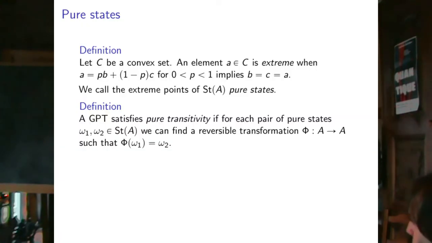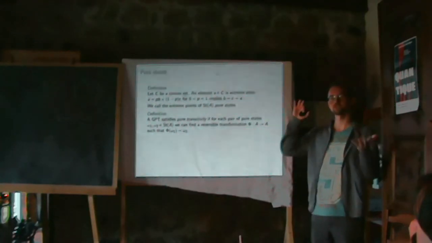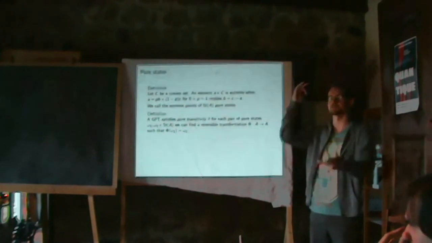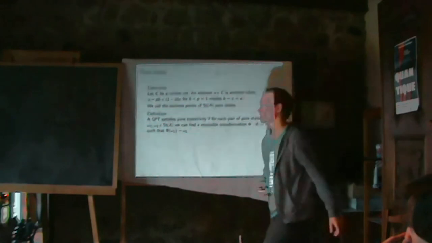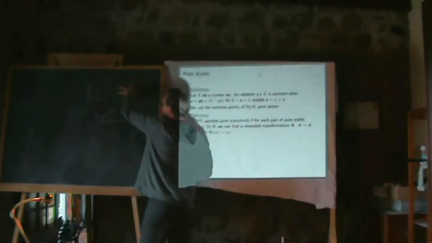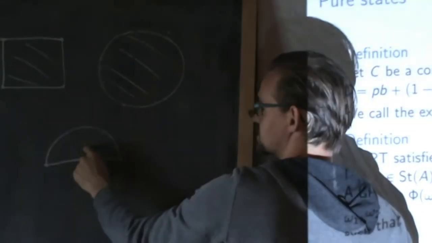Okay, so we say a GPT satisfies pure transitivity if for every pair of pure states, you can find a reversible transformation that maps one into the other. So this says that if you only look at pure states, it's a maximally symmetric thing. There's no preferred direction for your pure states. You can rotate everything into each other. For the square, you have four things, you can just rotate. The sphere also has this property. These both have this property, but this other shape does not.